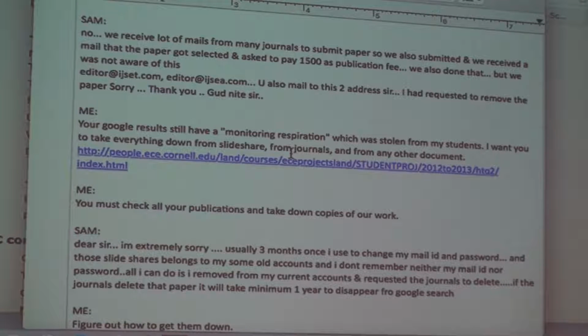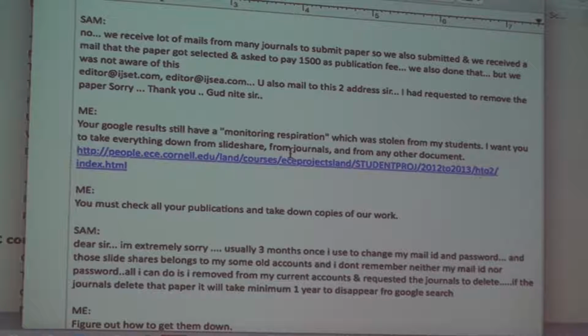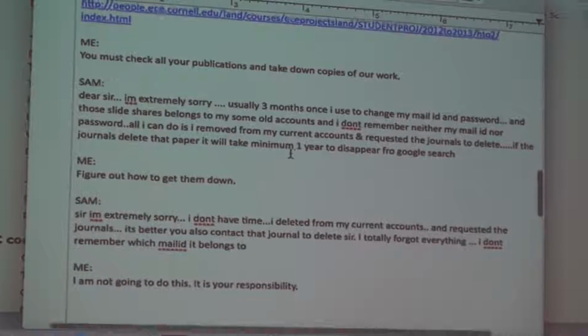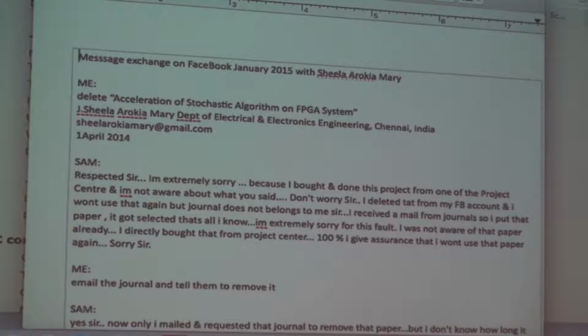What is the Project Center? Is it like a website? It's a website where you buy stuff and put it in journals. In fact, there's a number of these around, including ones where you can buy the whole circuit pre-built and the paper written. What's the point? Who thinks these things up? It's just mind-boggling.